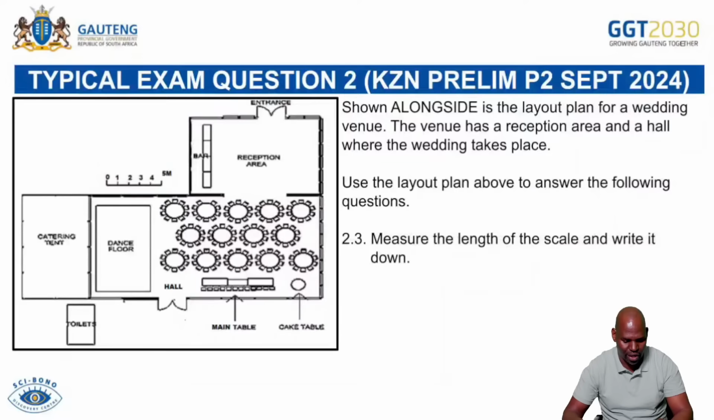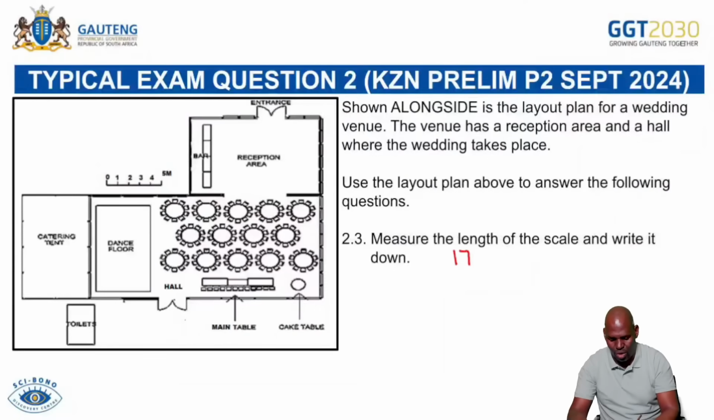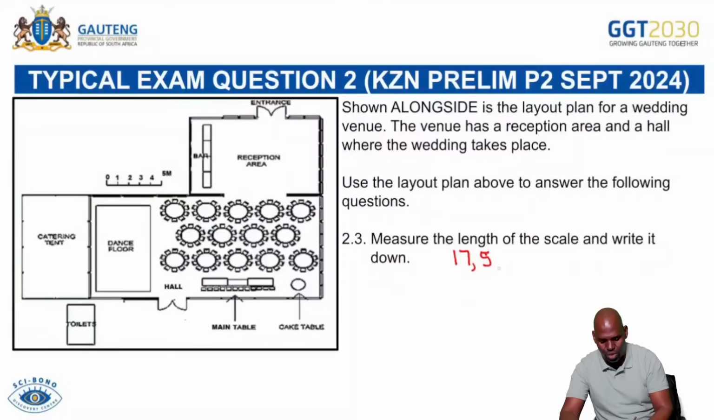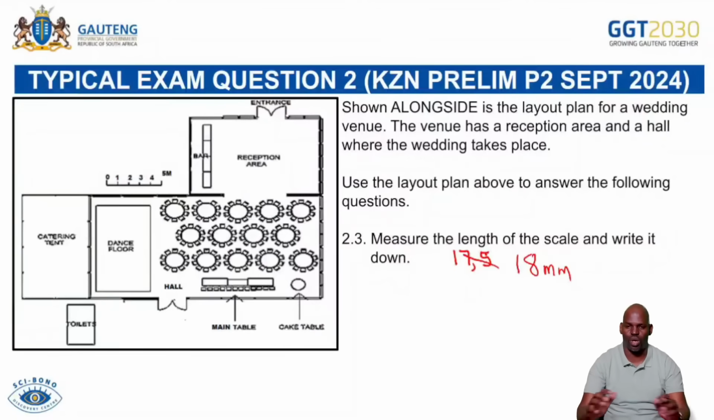So if I take my ruler, I've got between 10 and 15, so about 17.5. Let me double check it again. I've got 10, 15, 16, 17, 18, about 18. So this one is about 18 millimeters. So it's just a matter of measuring. When I do the measurement, I get 18 millimeters.